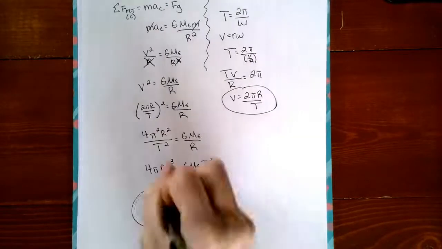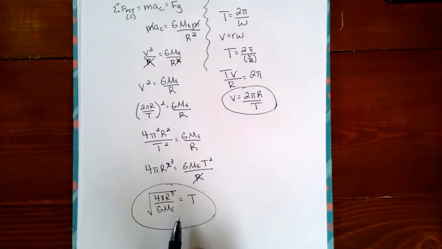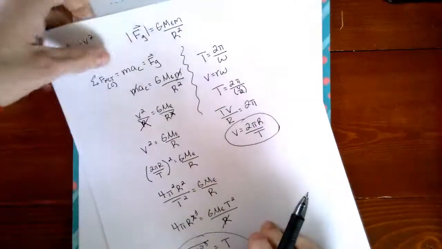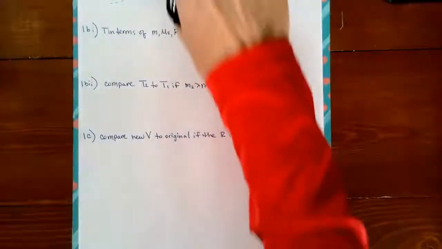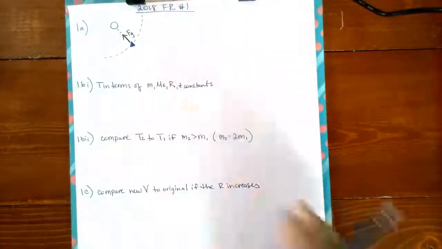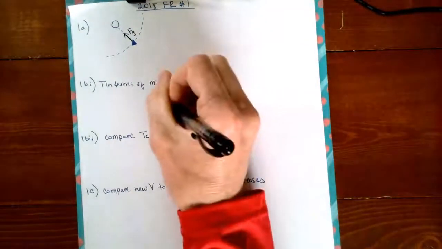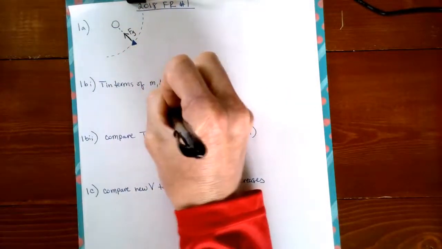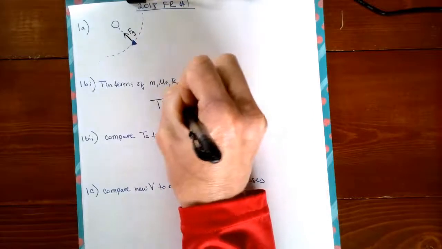We have solved for the period of our spaceship, and we only have the mass of the Earth. We have the radius. The mass of the spaceship actually is not part of it, and we have one of our constants. So we're going to go back to our little question right here, and I'm just going to write this down to be able to refer to it, that the period was equal to the square root of 4 pi squared r cubed over G mass of the Earth.